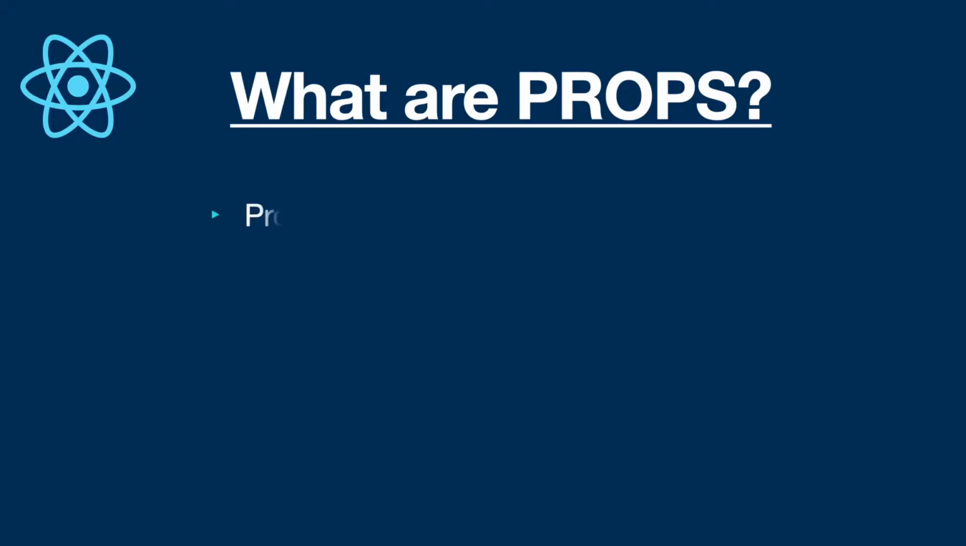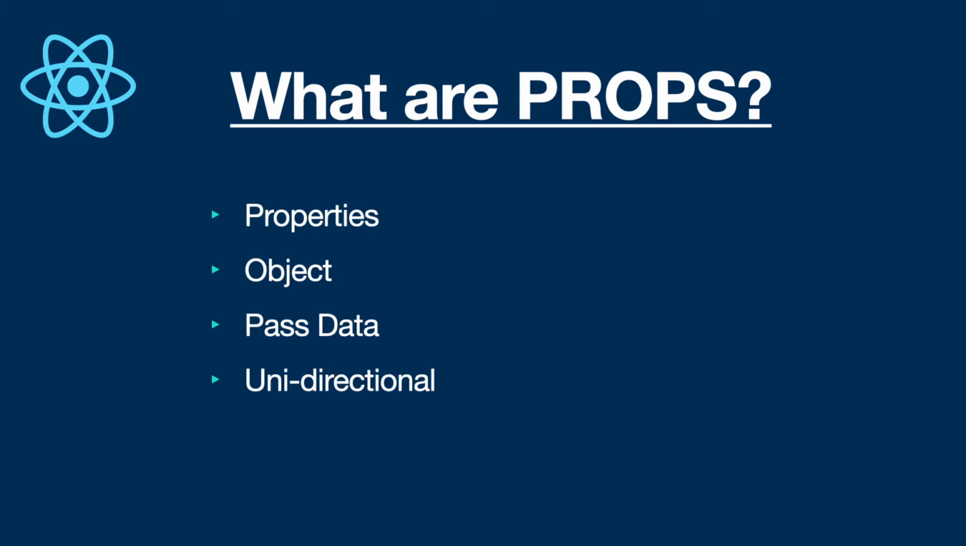Props stand for properties, which is an object to pass data between components. The flow of data coming from props is unidirectional and the data is read-only. To understand this concept better, now let's see the usage of props in an example.